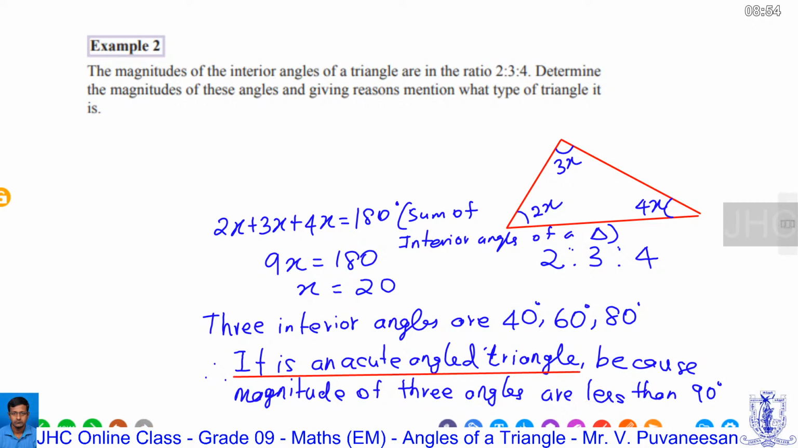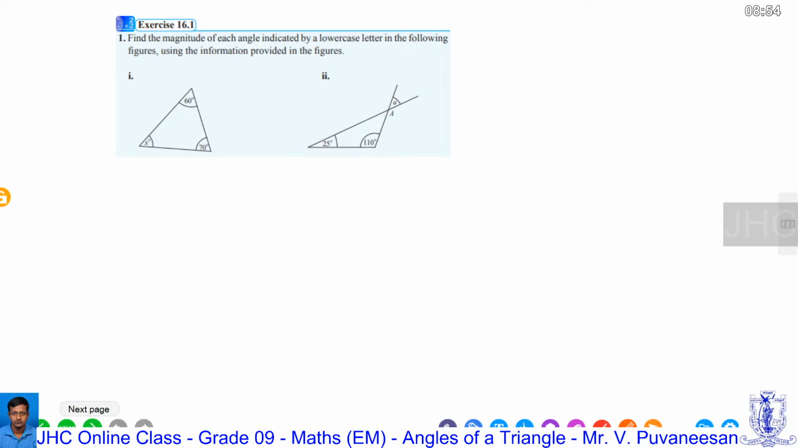Okay, I think you got the knowledge about sum of interior angles of a triangle from these two examples. Now we have to do the exercise 16.1. Now come to the time of ending the class. So now we finish the class. You do the exercise 16.1 as a homework.